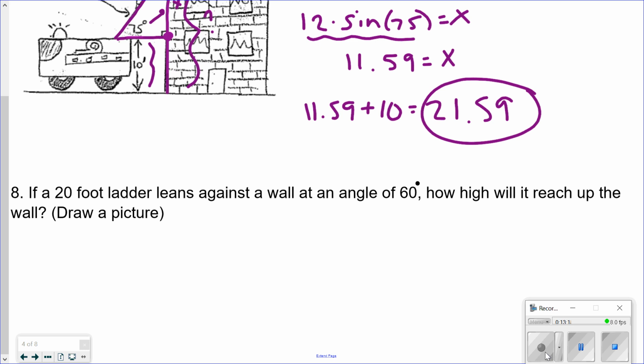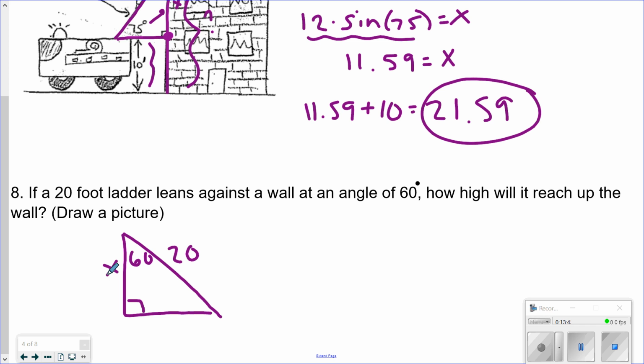All right, so for our last problem here, if a 20-foot ladder leans against a wall at an angle of 60 degrees, how high will it reach up the wall? Draw a picture. So we know we're going to draw a right triangle. The ladder here is 20 feet. We know this angle here is 60. I need to figure out how far up the wall the ladder hits.